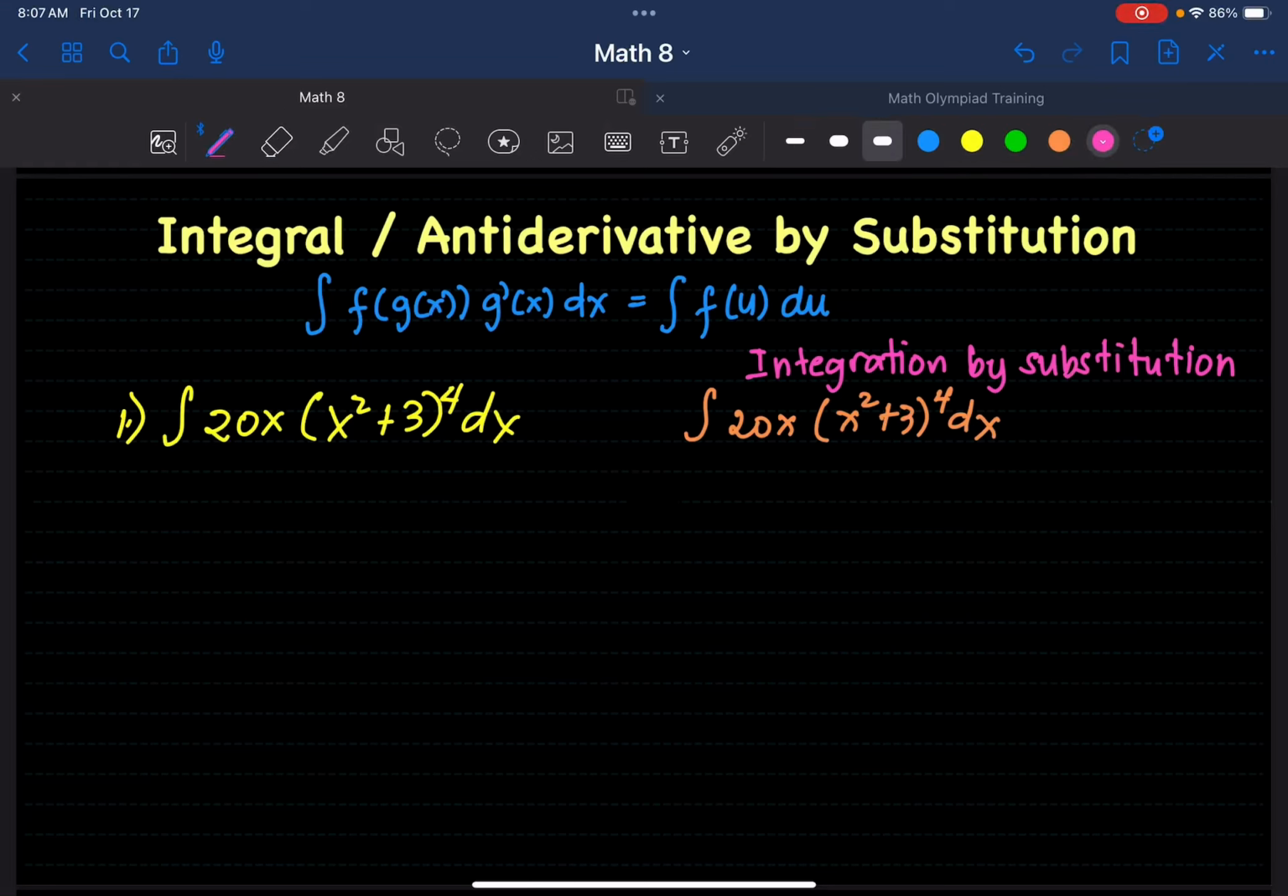Hi everyone, how to solve integral of antiderivatives by substitution. This is the inverse process of derivatives of chain rule.